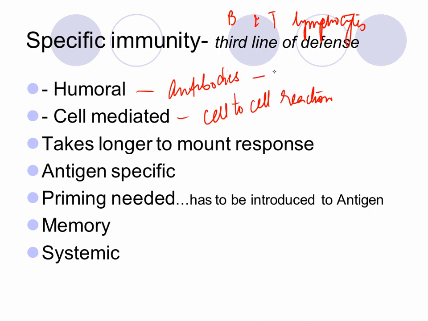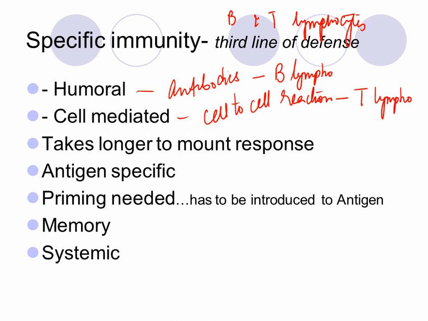The B lymphocytes take part in humoral immunity and the T lymphocytes in cell-mediated immunity, and there are different types of T lymphocytes. In order for this to happen, the lymphocytes have actually got to be introduced to the antigen. That is what is called priming.